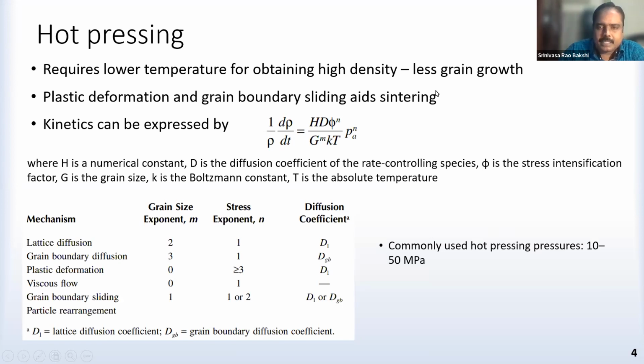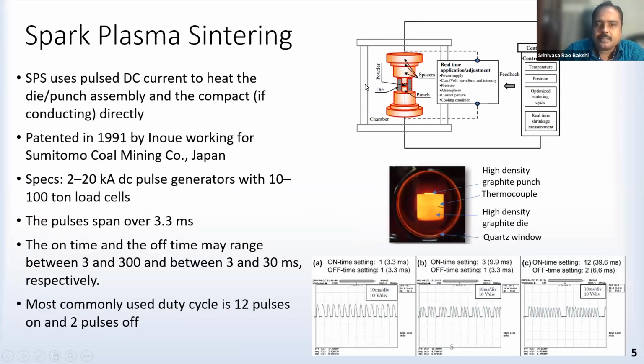Now, coming to spark plasma sintering, we use a pulsed DC current. So this is the modern spark plasma sintering equipment. We have graphite spacers, a die, and a punch made of high density graphite. We have powders which are put inside this die cavity, and then we apply a high current DC pulse. The equipment available can give you 2 to 20 kiloamps DC pulse, and load. These pulses, for this equipment, are 3.3 millisecond pulses.